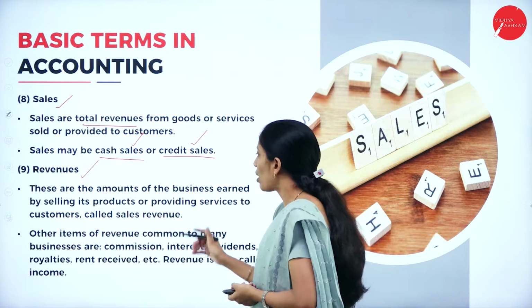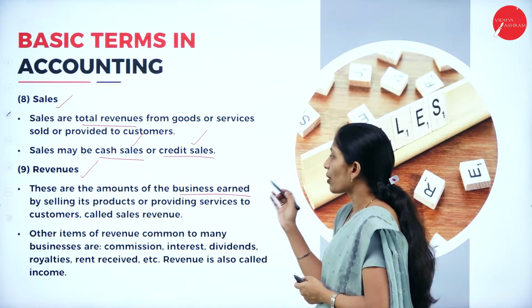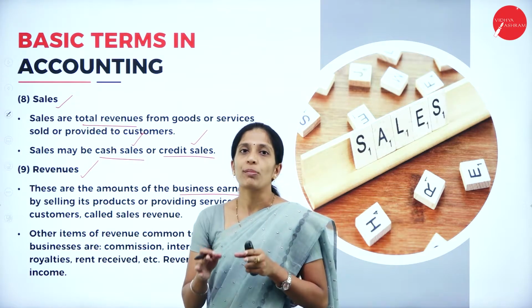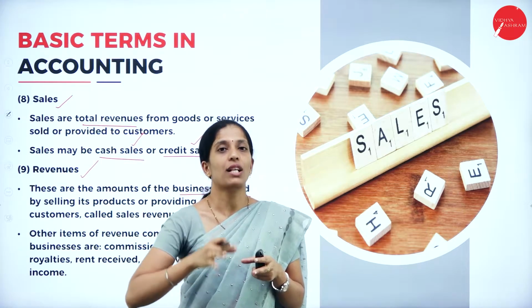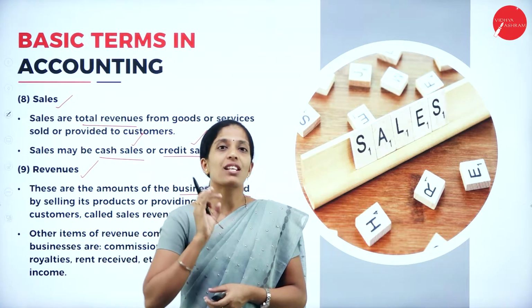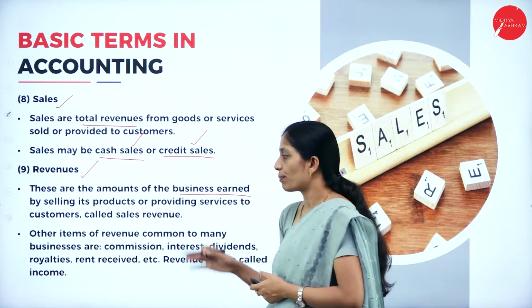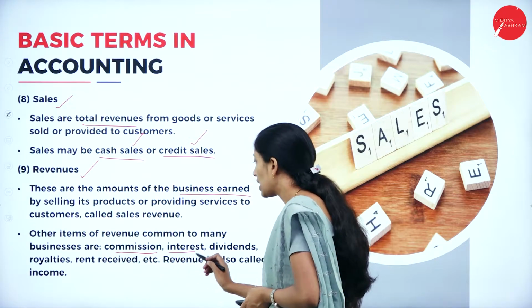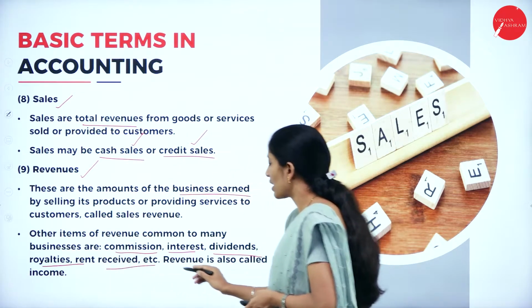So the amount a business earns by selling its products or providing services to customers is called revenue. Now what do we mean by revenue? While selling goods and services to customers, whatever amount is received is called revenue. Other items of revenue common to many businesses are commission received, interest received, dividend received, royalties, rent received, etc.